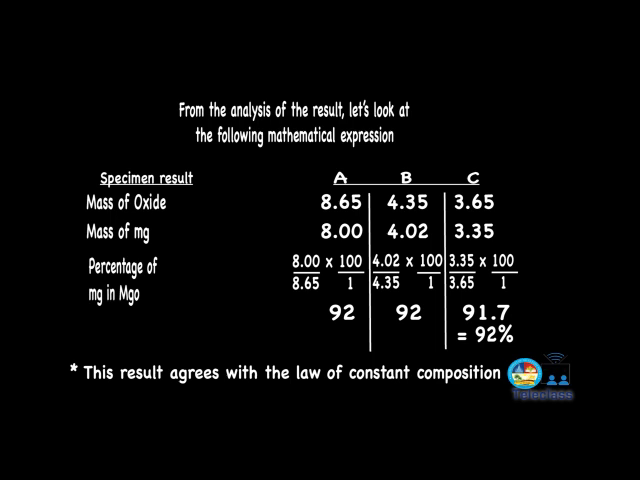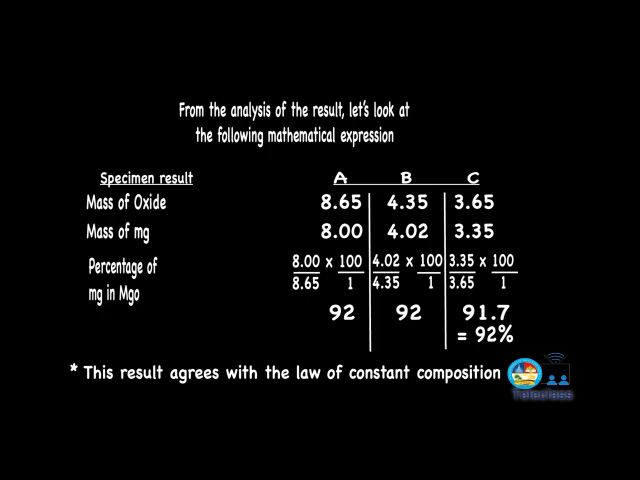So we now place the mass of magnesium, which is 8.0 gram over 8.65 times 100 over 1. What we get is 92%. Then in sample B, we say 4.02 grams over 4.35 grams times 100 over 1, we still have 92%.